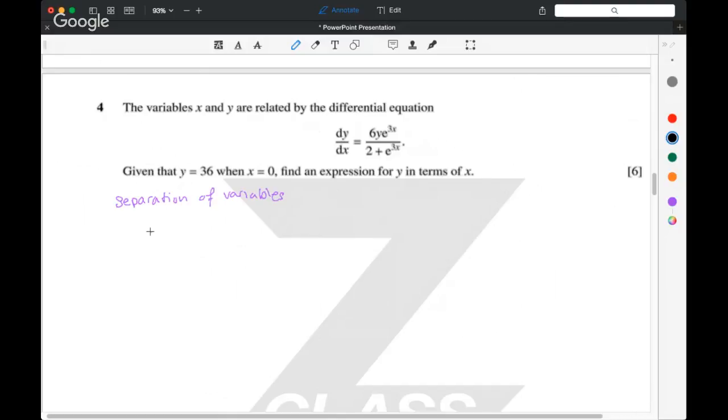So I'm going to have my y stuff on the left-hand side. And I'm going to be a bit psychic here and only divide by 2y. And you'll see why in a second. So 2y of dy over 2y is equal to, and then I bring the dx on the other side. There's still a 3 left there, so I get the 3e to the 3x all over 2 plus e to the 3x dx. And now you may be sort of seeing why I left that 3 there.